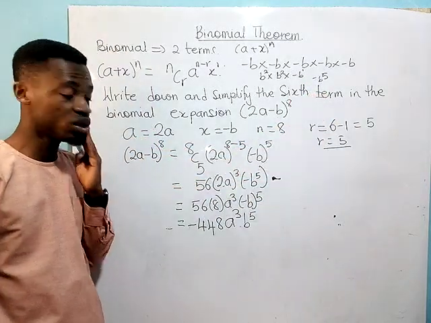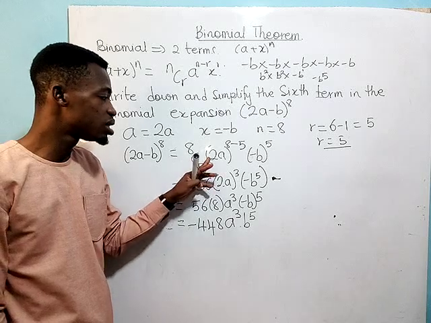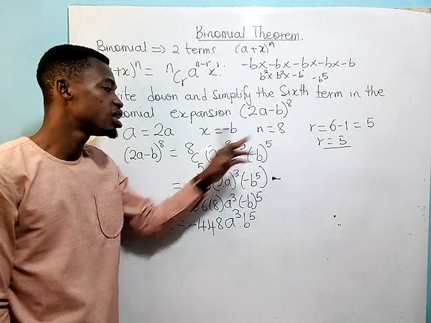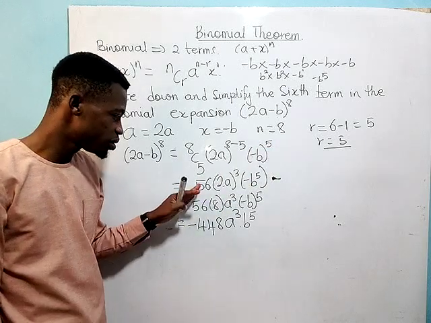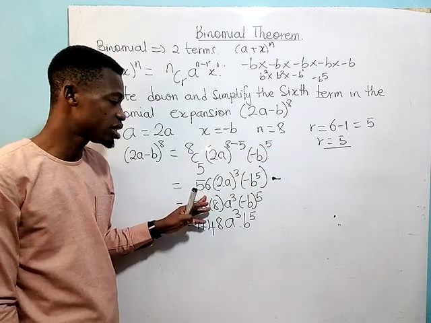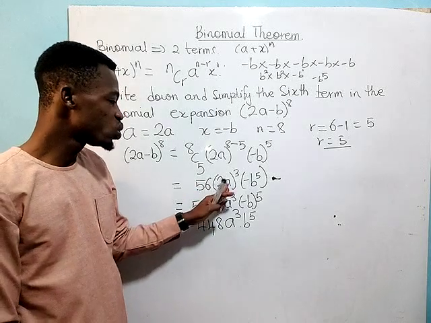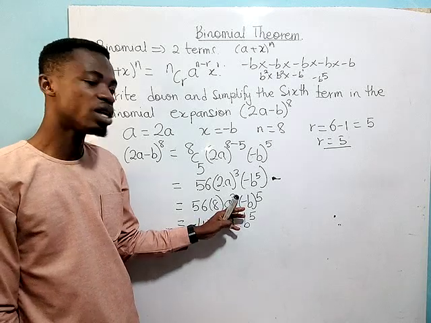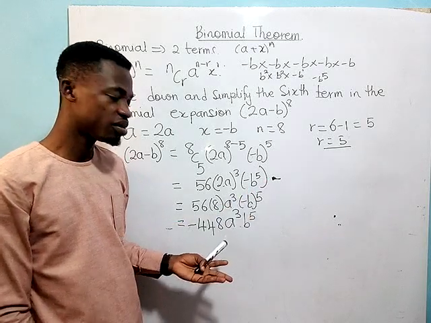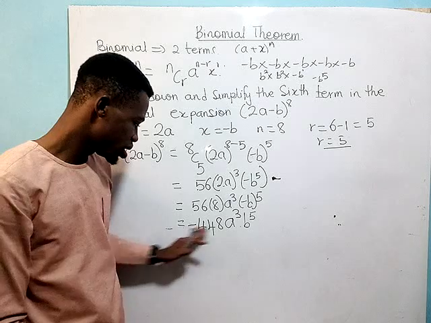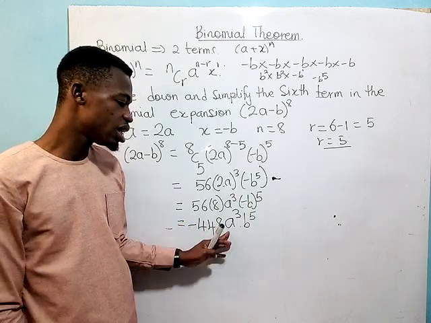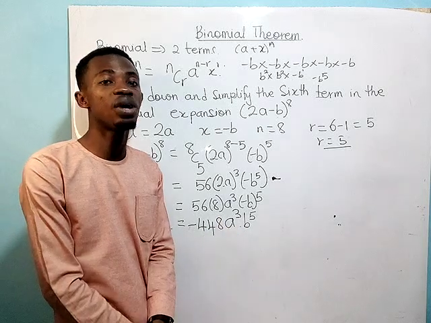We did the substitution where we had 8 combination 5, (2a) all to the power 8 minus 5, (-b) to the power 5. 8 combination 5 is 56. Then we have 2a to the power 3, where 2 to the power 3 is 8, a to the power 3, minus b to the power 5. Then we continued and we had negative 448 a cubed b to the power 5.